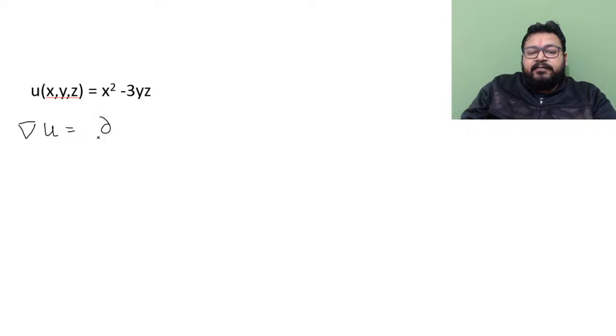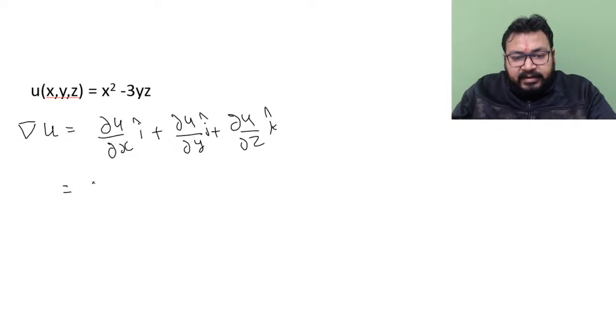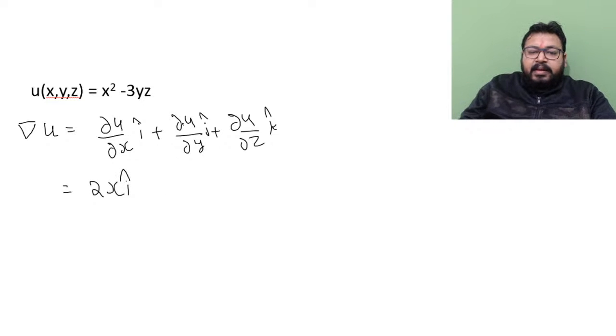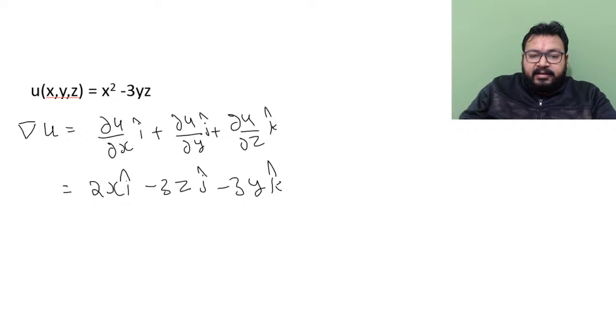What is gradient? Finding out del u by del x, then del u by del y, then del u by del z. So del u by del x, it is 2x. Del u by del y, for x square it is 0, for 3yz it is minus 3z. Del u by del z, for x square it is 0, for minus 3yz it is minus 3y. So that is the gradient value. Find out the gradient.